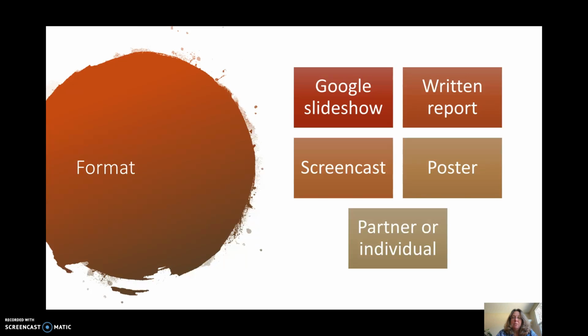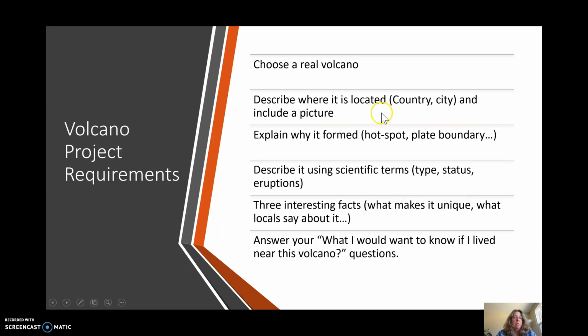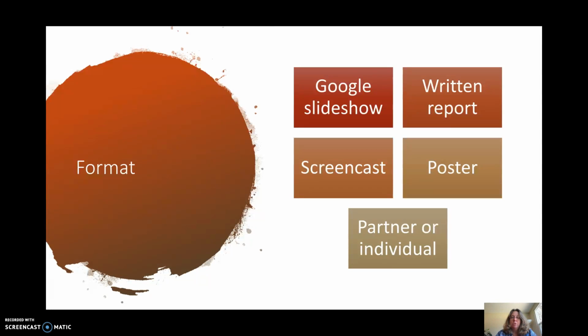I'm going to go back a minute though. I want to make sure that no matter which one of these you use, whether you do a screencast, a Google slide, a written report, or a poster, you need to include all of these things. You need to say where it is, how it formed. So what I suggest is that as you get going, you go back to this slide and review to yourself, oh wait, I forgot, I need interesting facts, or I forgot to answer my questions. Just make sure before you're done that you review this and make sure you included everything.